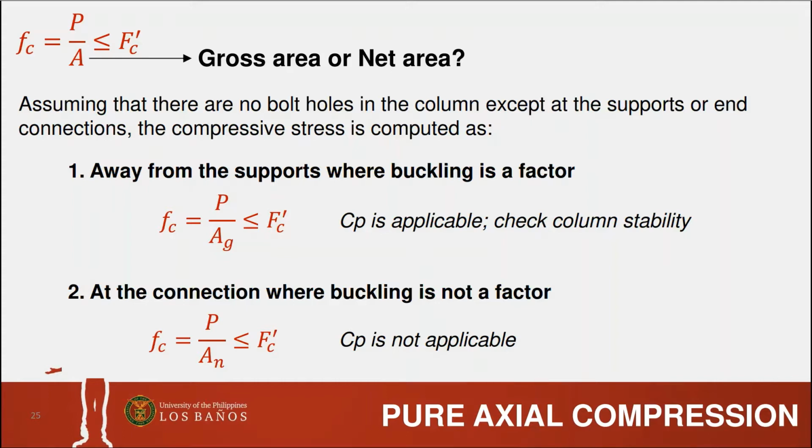Meanwhile, for the second case, at the connections where buckling is not a factor, F_c = P/A_n ≤ F'_c, wherein C_P is not applicable.